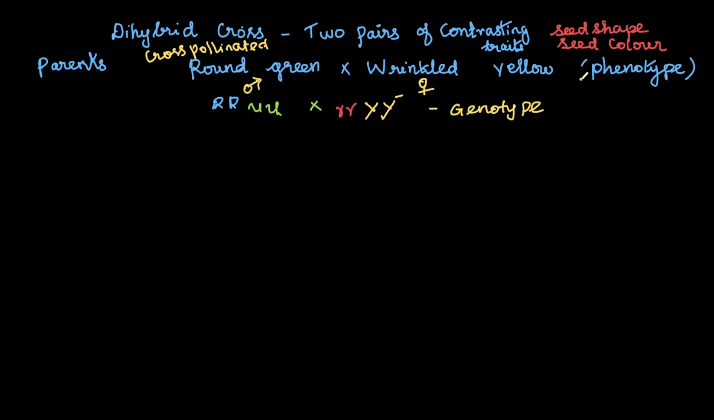So I am writing the phenotype of parents. For the phenotype of parents, we only write the physical appearance. So round green and wrinkled yellow are the phenotype of parents.